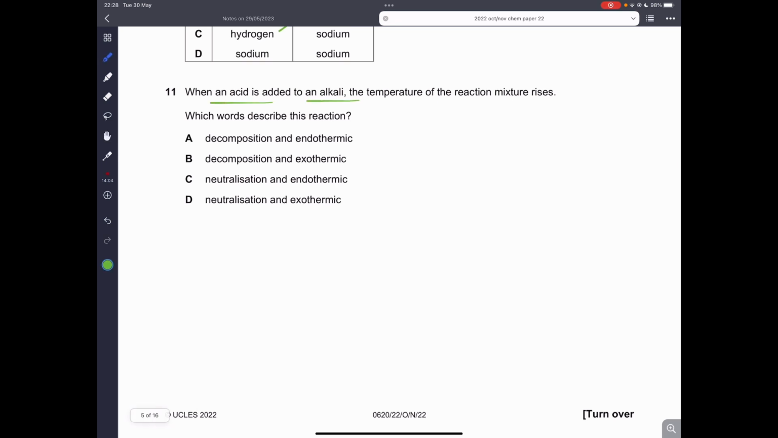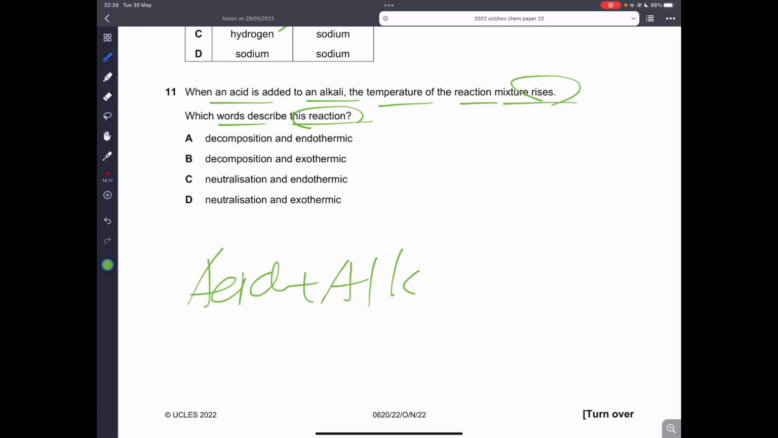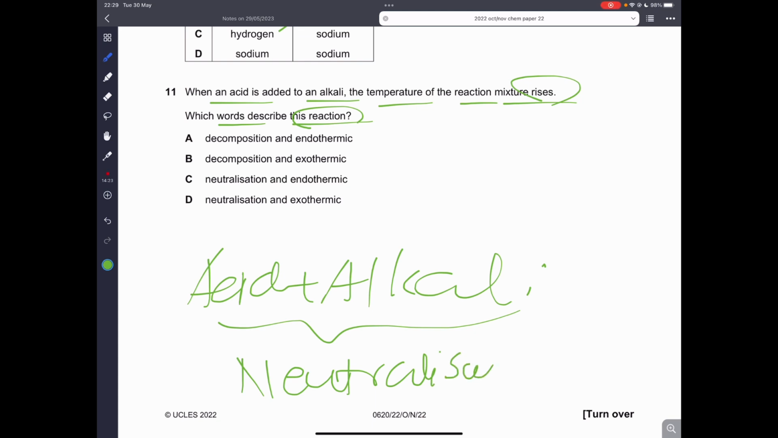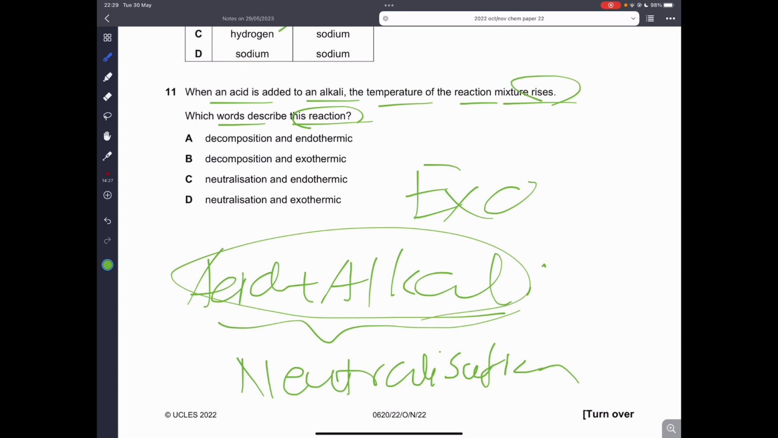11. When an acid is added to an alkali, the temperature of the reaction mixture rises. Which words describe this reaction? Well, this is because when acid plus alkali, this is, as we know, a neutralization reaction. It is also known as an exothermic reaction because this reaction creates a lot of heat. It creates heat, and therefore it has to be D.